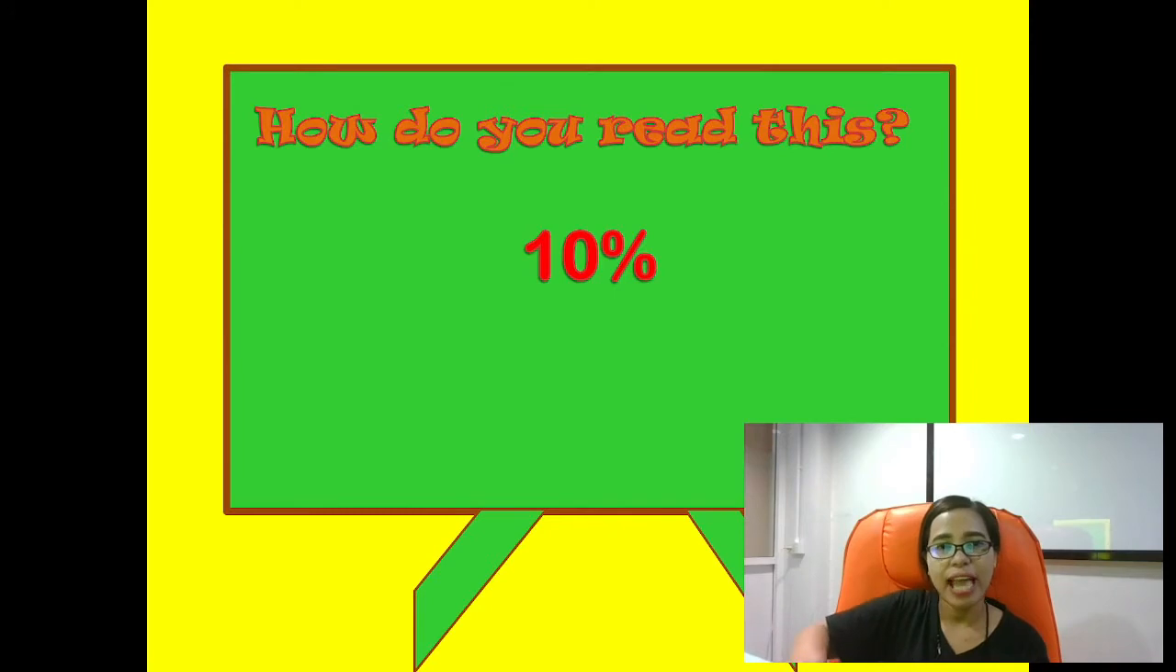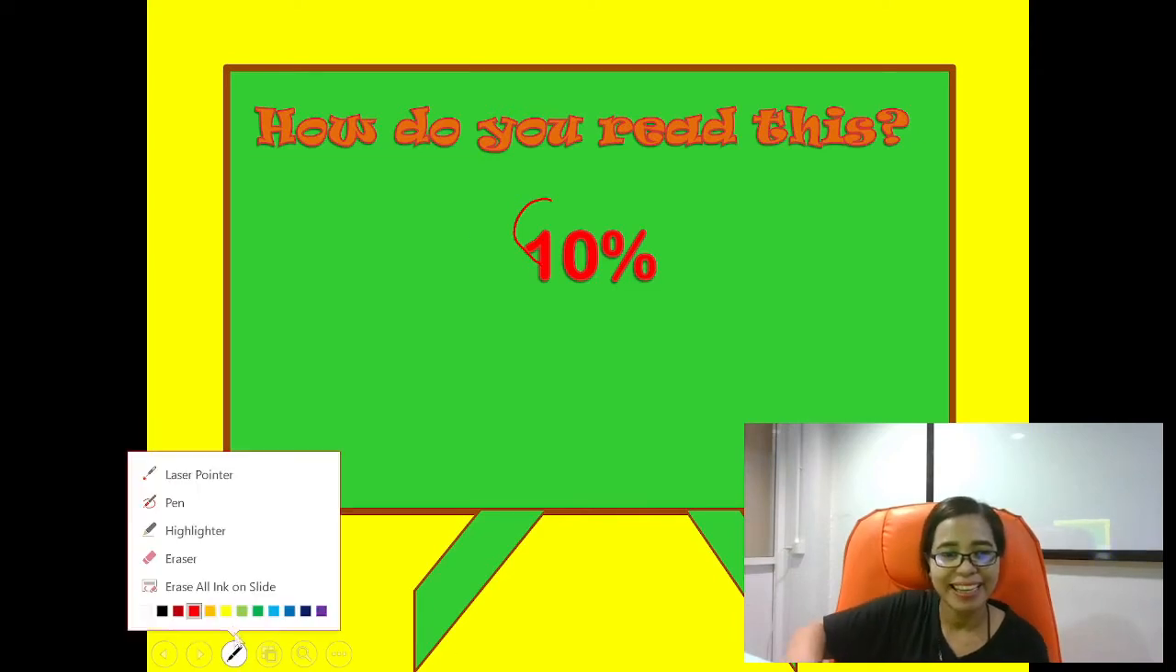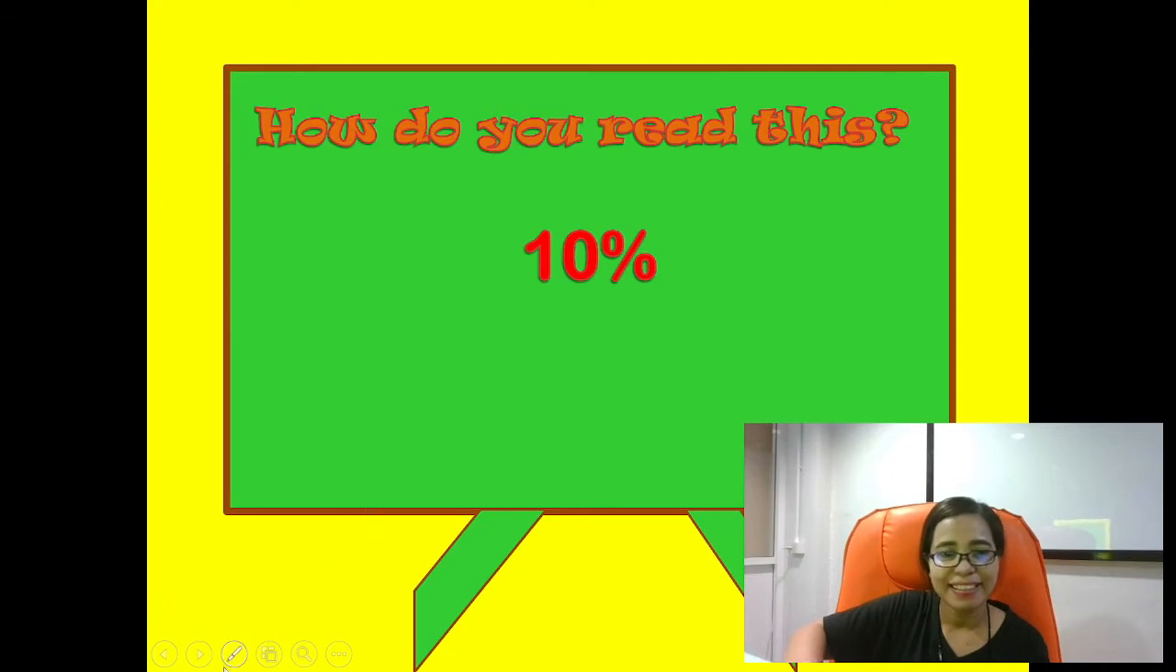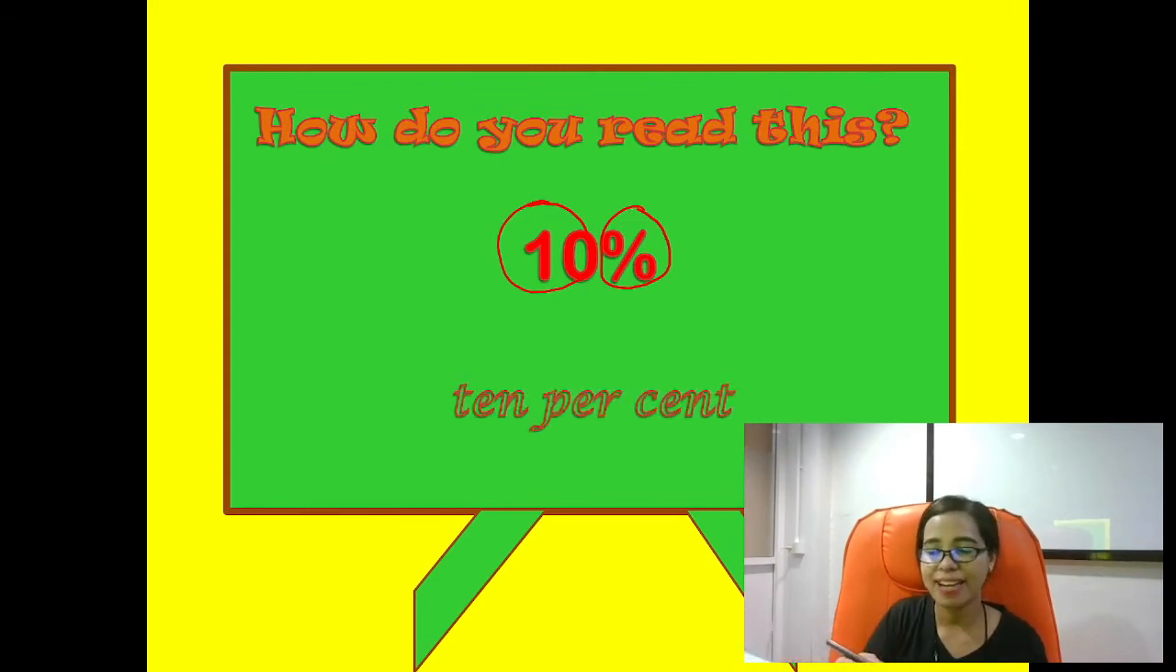Okay, so how do you read this? Okay, so we have here 10 and the percent symbol. So let's use our pen. Okay, this is 10, and this one is the percent symbol. So how are we going to read that? That is 10%. Very good. That is 10%.